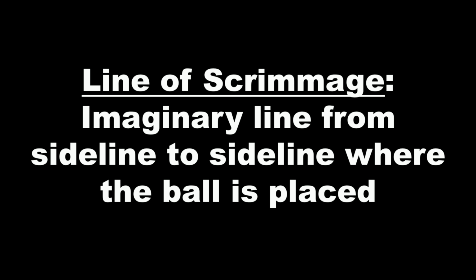Now, I know most of you probably know what a line of scrimmage is, but in order for us to move forward, we have to make sure you understand this definition. So what is a line of scrimmage? It's nothing more than an imaginary line from sideline to sideline where the ball is placed. So in this example, the ball is placed on the 36-yard line. So the line of scrimmage is from sideline to sideline, the imaginary line. That is the line of scrimmage. So again, the line of scrimmage is an imaginary line from sideline to sideline where the ball is placed.